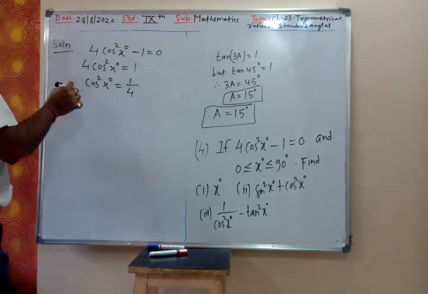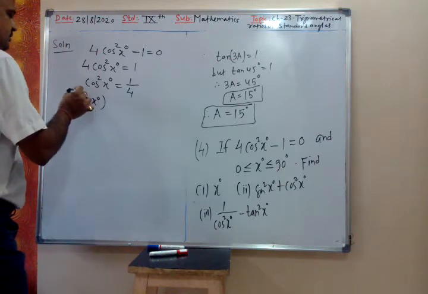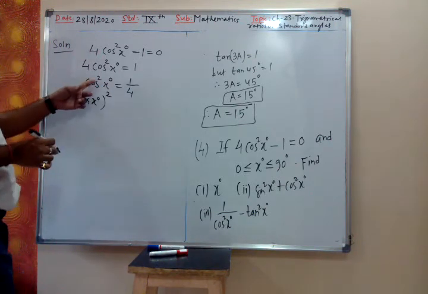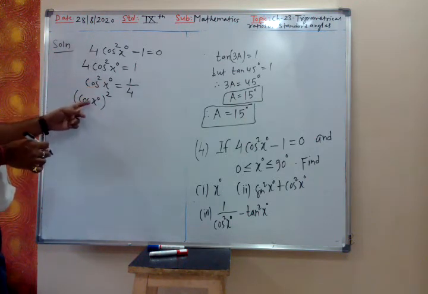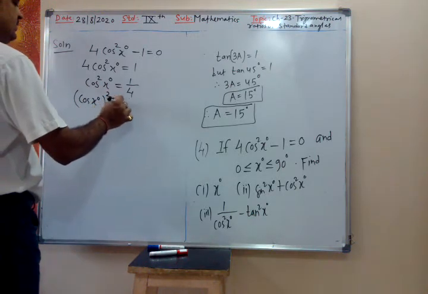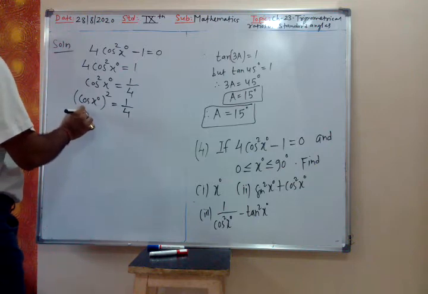Cos square x degree is the same as cos x degree whole square. This you remember. Cos square is the square of whole cos x, not the square of the angle. So cos x degree whole square is equal to 1 by 4. Now I will take square root.